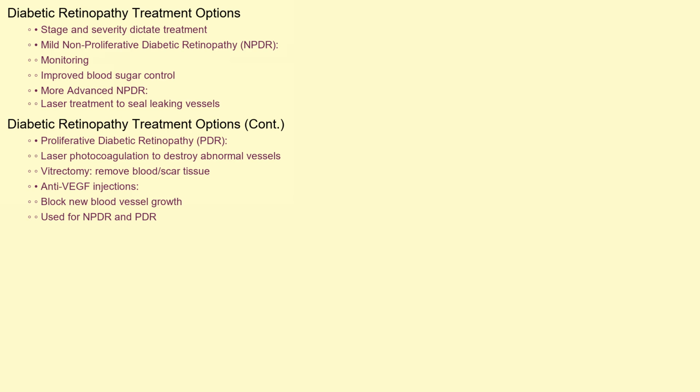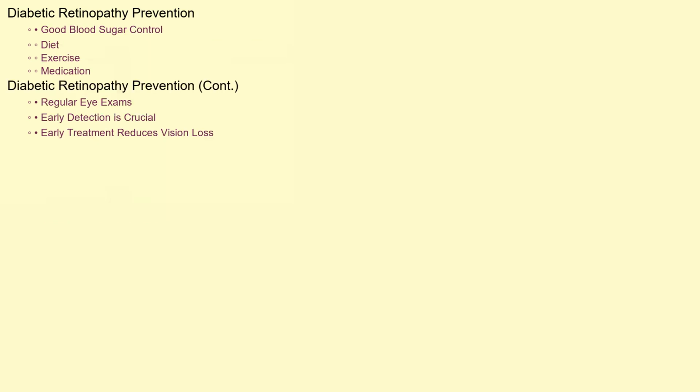Treatment for diabetic retinopathy depends on the stage and severity of the condition. For mild NPDR, careful monitoring and improved blood sugar control may be sufficient. More advanced NPDR may require laser treatment to seal leaking blood vessels. For PDR, options include laser photocoagulation to destroy abnormal blood vessels, and a surgical procedure called vitrectomy to remove blood and scar tissue from the vitreous gel inside the eye. Anti-VEGF injections, medications that block the growth of new blood vessels, are also commonly used in the management of both NPDR and PDR.